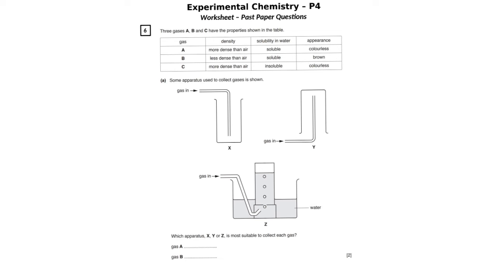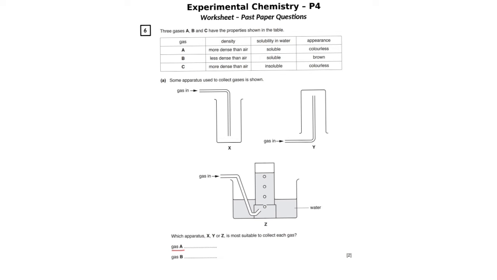Okay, so the three gases have the properties shown in the table. The density is shown, their solubility is shown, their appearance is shown. And this is the downward delivery method, this is the upward delivery, and this is collection over water. So which apparatus X, Y, or Z is most suitable to collect each gas?